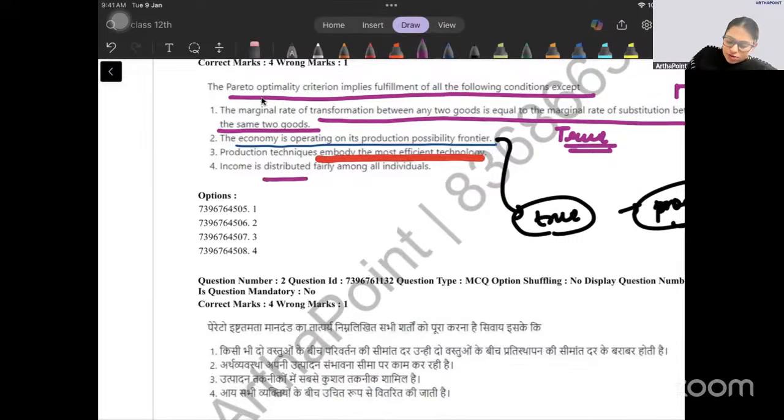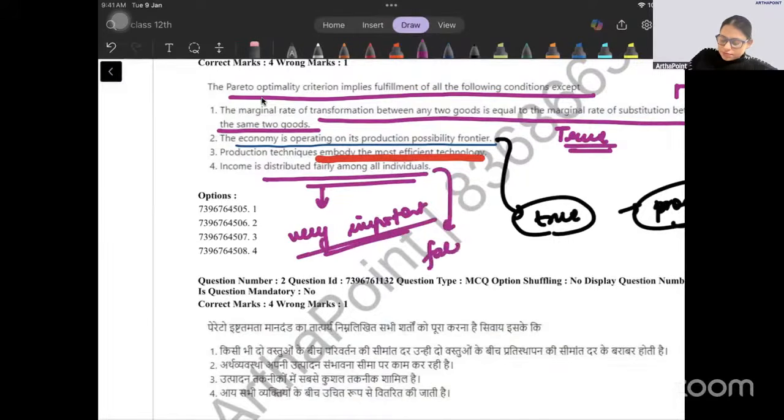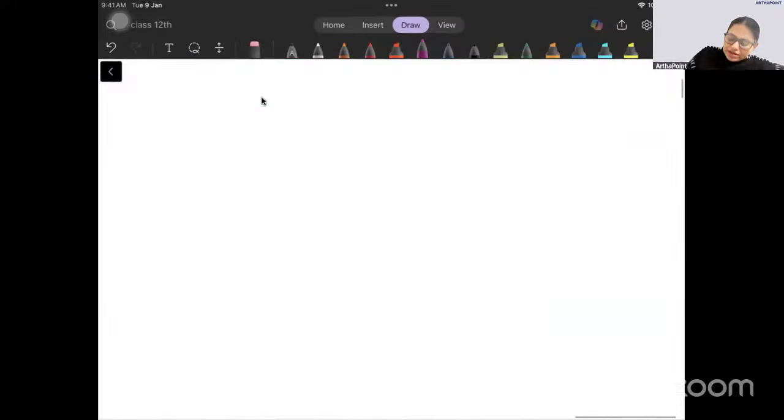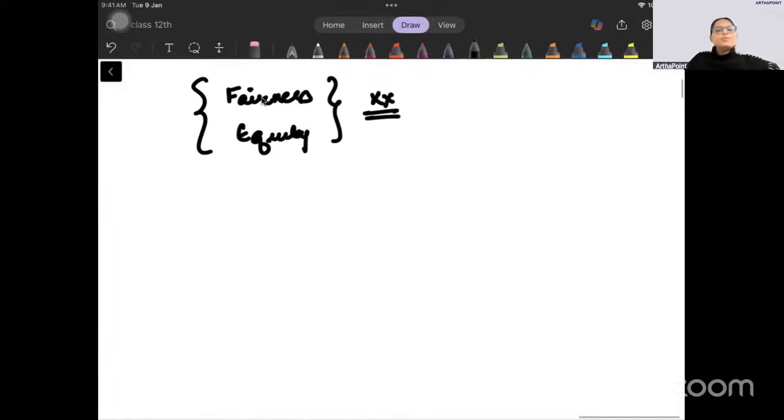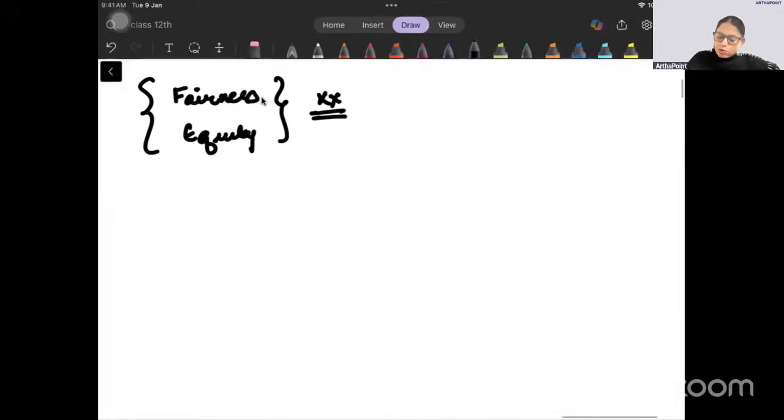Income is distributed fairly among all individuals. This is very, very important to understand. Very important point. कि why this is false, right? So see, Pareto efficiency does not address fairness or equity of income distribution. Pareto efficiency को in terms से fairness, equity, इन चीजों से कोई लेना देना नहीं है. It has got nothing to do with these terms. और इसको हम कैसे समझ सकते हैं? How we can understand this thing?